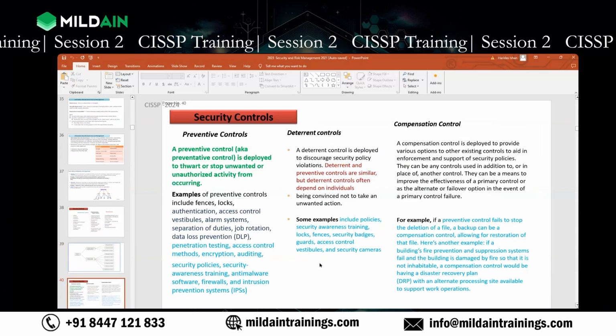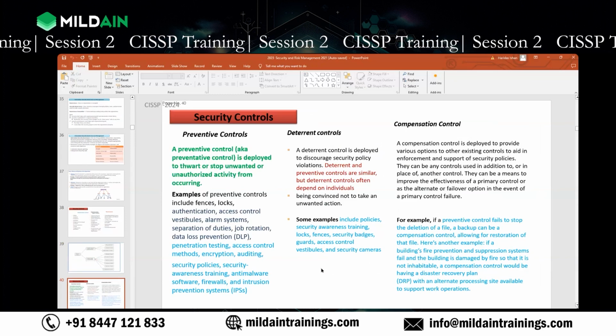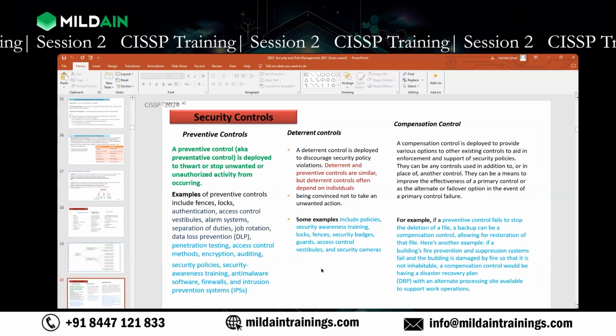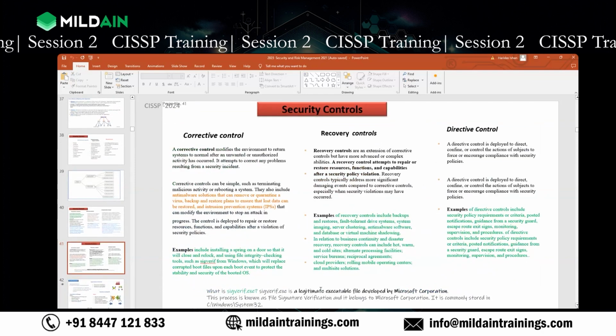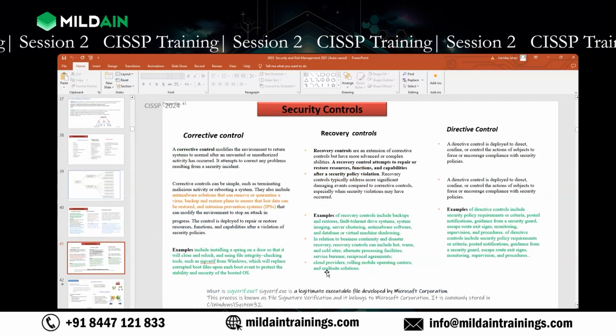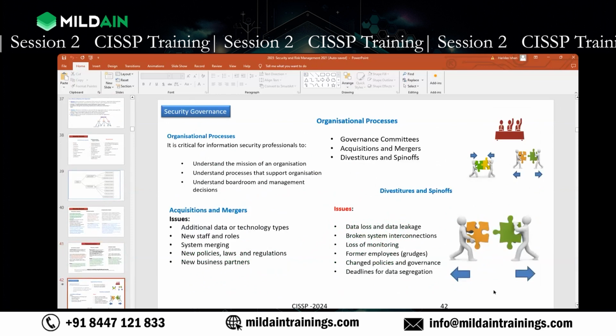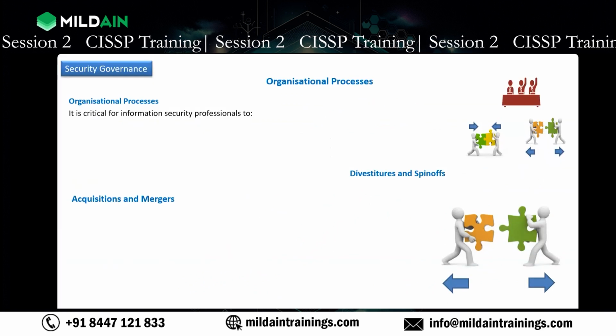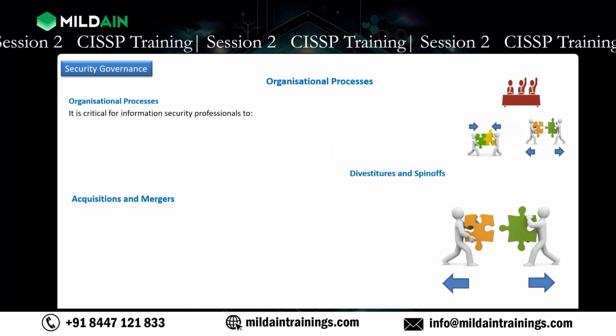Compensating controls are like a backup or disaster recovery plan or business continuity plan. Then we have corrective controls, recovery controls, and directive controls. These are the very common controls we have discussed. Now we're going to start with organization process.